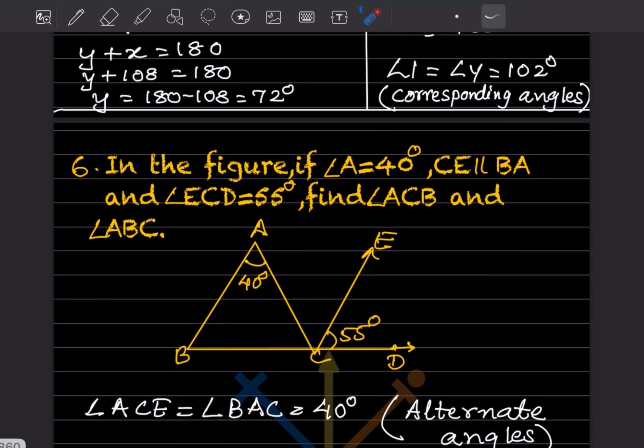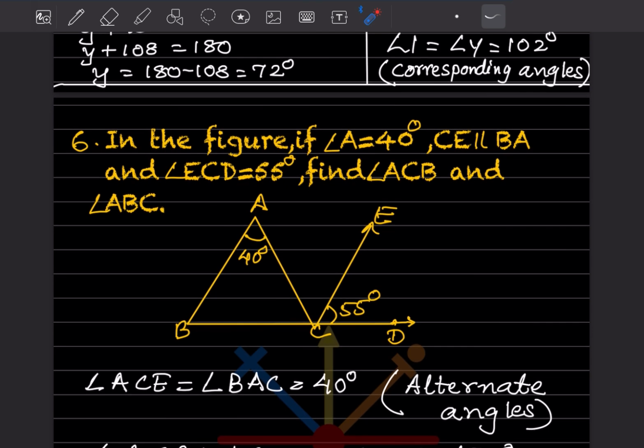In the figure, if angle A is equal to 40 degrees, C is parallel to BA, and ECD, when we say ECD means this angle, ECD means this one, that is 55. Find angle ACB. ACB means we'll go this way, means this angle, and angle ABC.